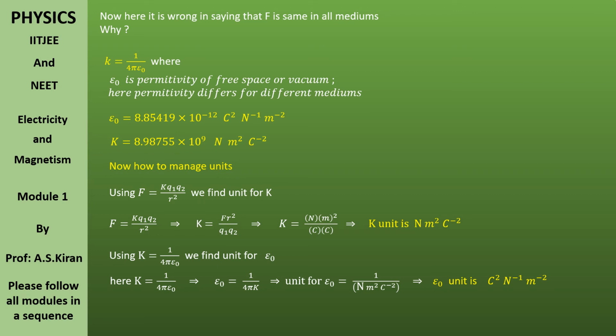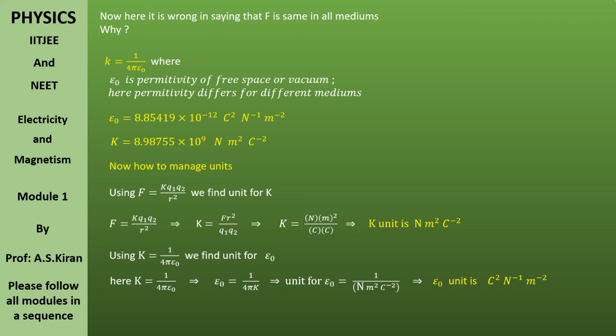Epsilon naught unit is C square. Why has it become C square? Because C power minus 2 in the denominator, when it is coming to the numerator, it will take C square. Newton whole power minus 1. Why? In the denominator N is there. When you bring that to the numerator, it becomes N power minus 1.